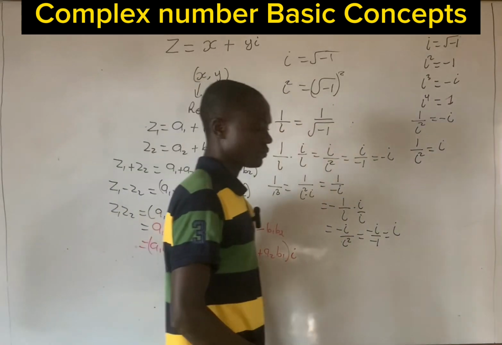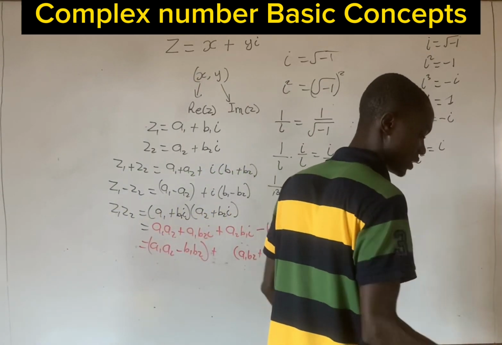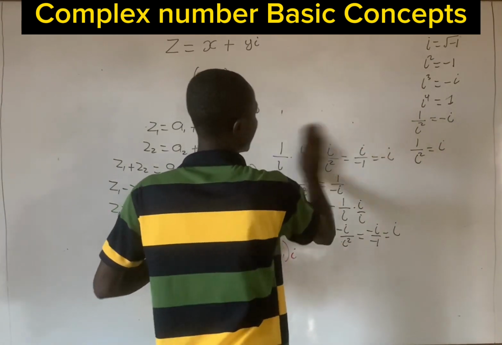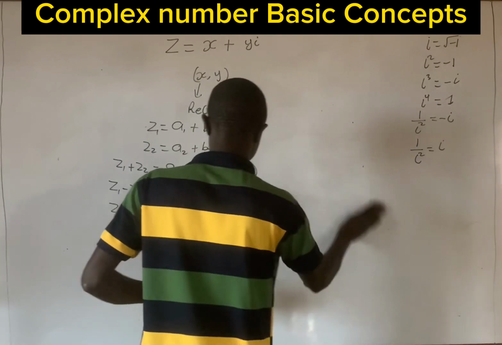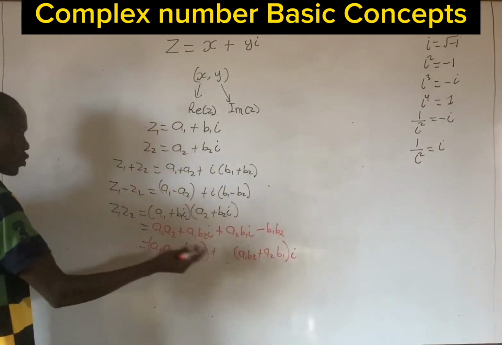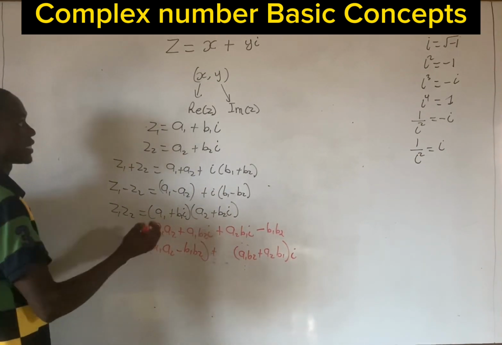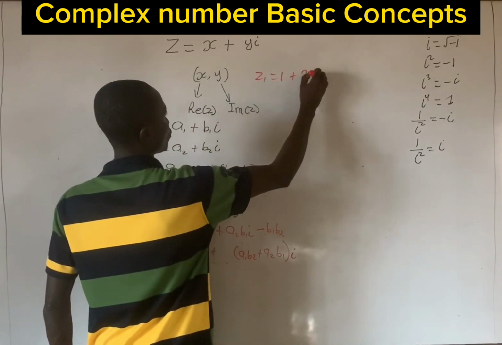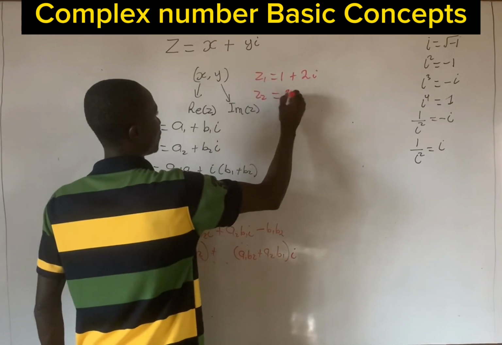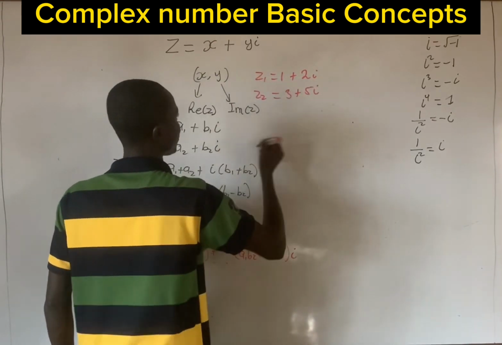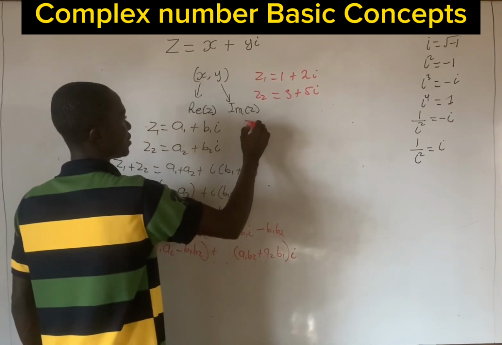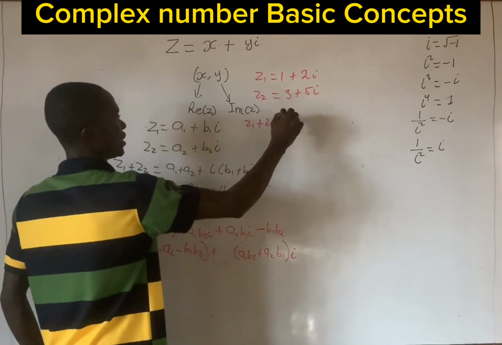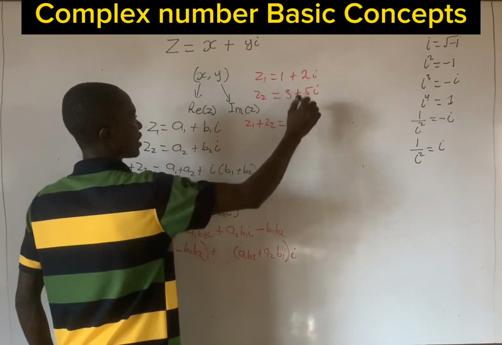Now, what about division? If we are dividing, what do we do? Let us divide and see. So let me do one example on this before we divide. Let's say that I have z1 to be 1 plus 2i and z2 to be 3 plus 5i. Then if I take z1 plus z2, what will I get? 1 plus 3 is 4. 2 plus 5 is 7.